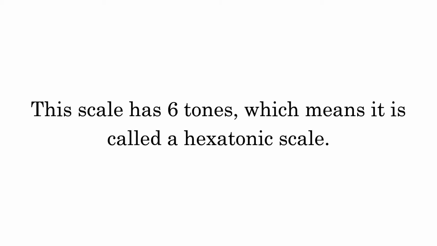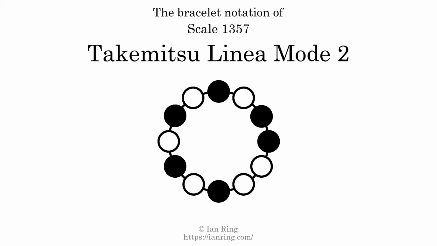This scale has 6 tones, which means it is called a hexatonic scale. This is a bracelet notation diagram of scale 1357. The shaded circles represent tones that appear in the scale, and they are read clockwise, starting at the top.